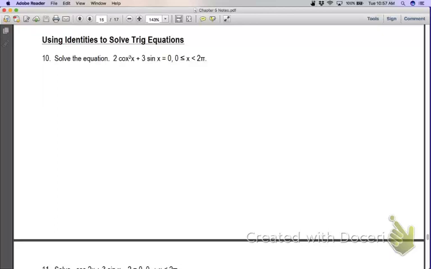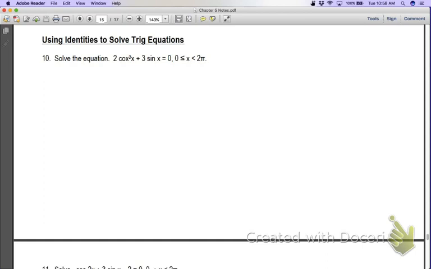Alright, third and final day of solving trigonometric functions. So the first day we had a single trig function. Second day we had to factor things out. We're still going to factor, but what we need to do here is get things to be the same.